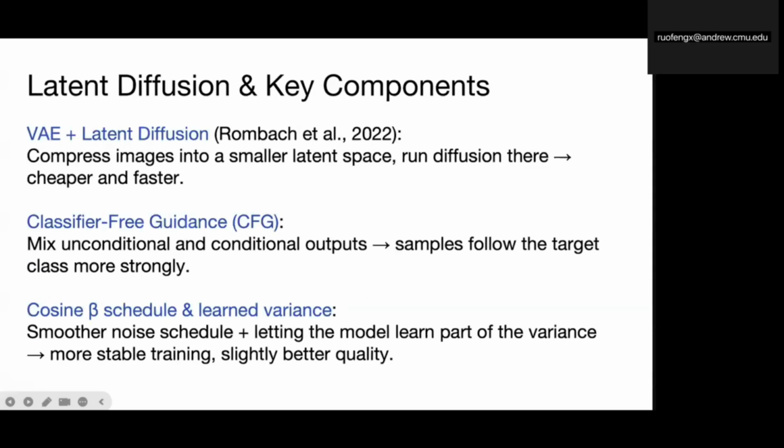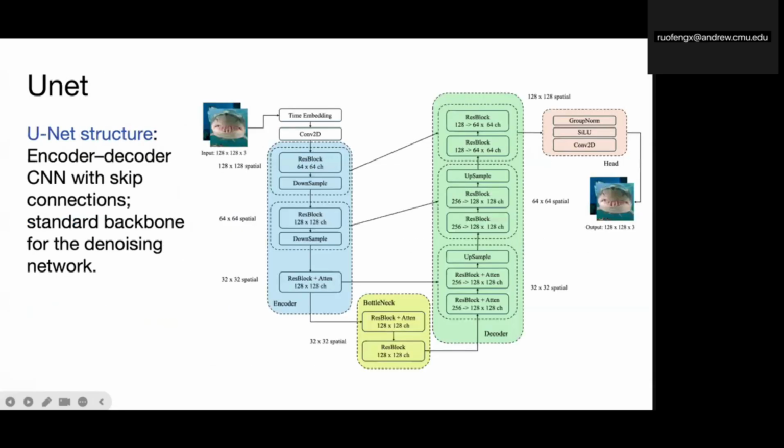Beyond basic diffusion, we use a VAE to run diffusion in a compressed latent space for efficiency, CFG to mix conditional and unconditional predictions so samples better match the target class, and a cosine noise schedule plus learned variance to tweak how noise is added for more stable, high-quality generation. All of this is implemented with a UNet, which is a standard encoder-decoder CNN.